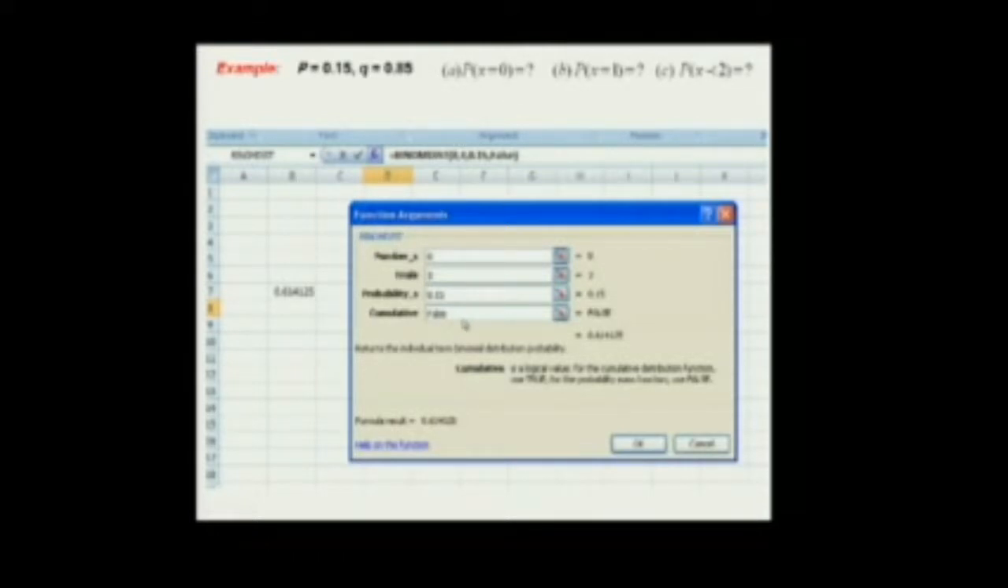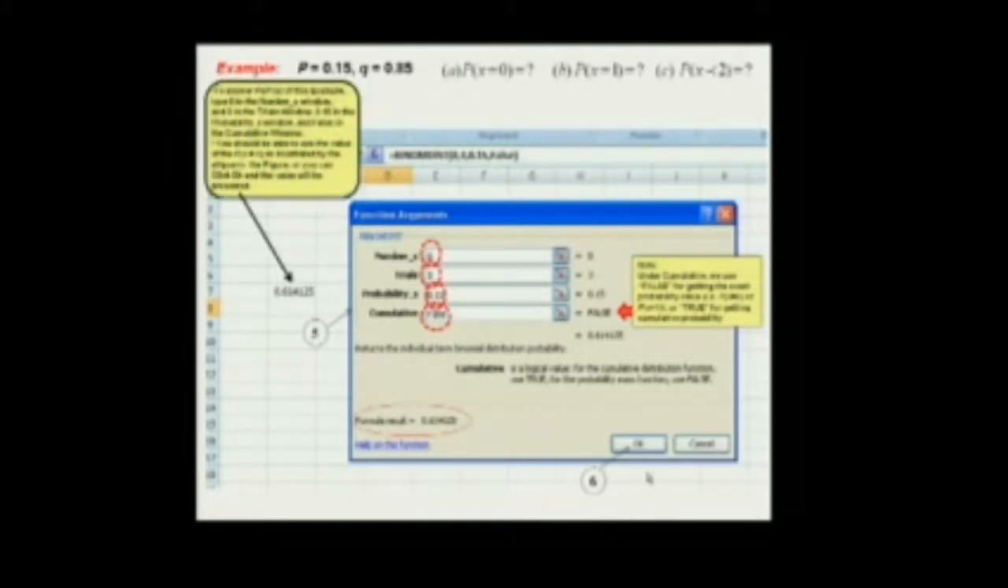Now notice here we have a window that's set cumulative. Cumulative can either be false or true. False if you want to get the exact probability, which in this case is probability at x equals 0 or probability at x equals 1. True if you want to get cumulative probability, such as the probability of x less than 2. So for this example, if we type these values, you will immediately see the probability at x equals 0. If you click OK, you will also see it in the spreadsheet as you can see here. So the x, the n, and the p are the key, and we select false in case we need the exact probability. Here is for this example the probability at x equals 0.